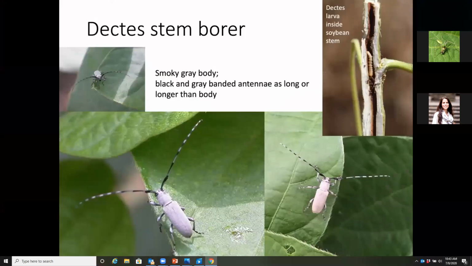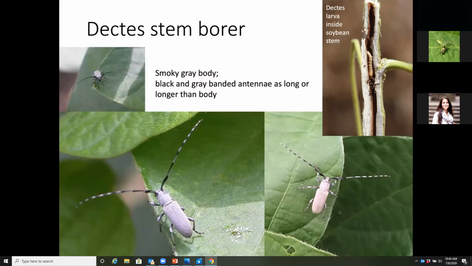We can occasionally find twig girdlers, or stem borers, in Tennessee soybeans in late June through August. They are members of the aptly named longhorn beetle family. The antennae are as long or longer than the body. The adult beetle is gray and approximately 3/8 of an inch in length.